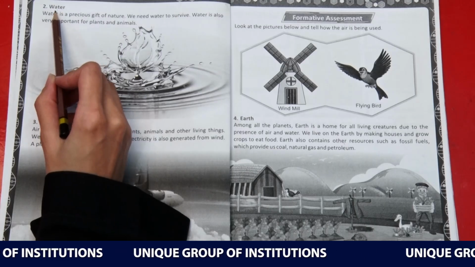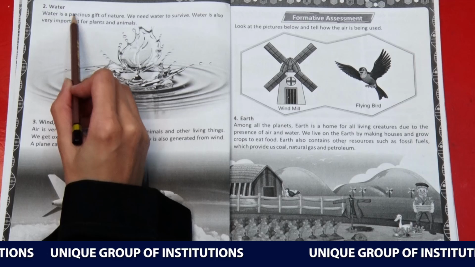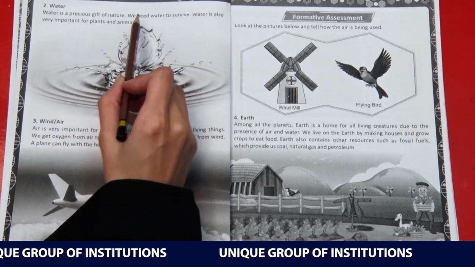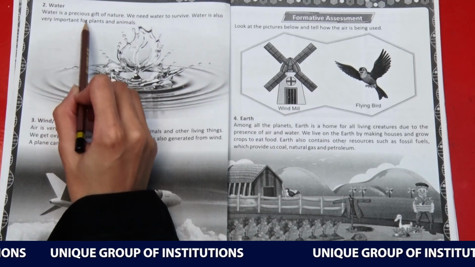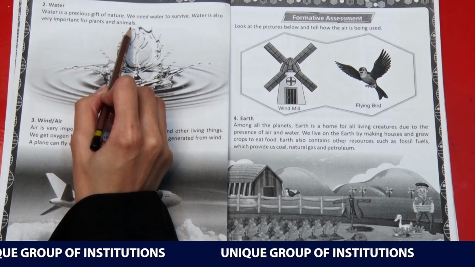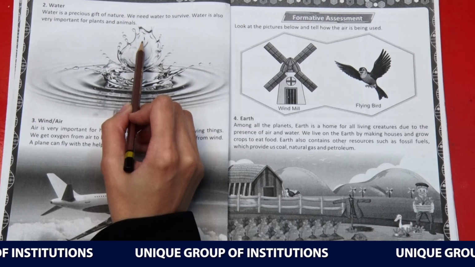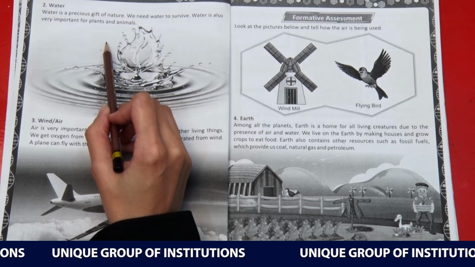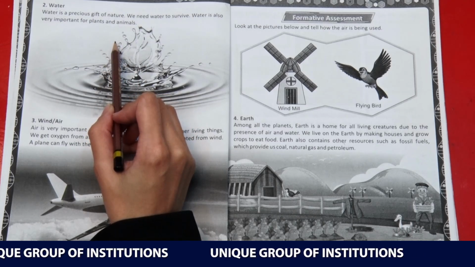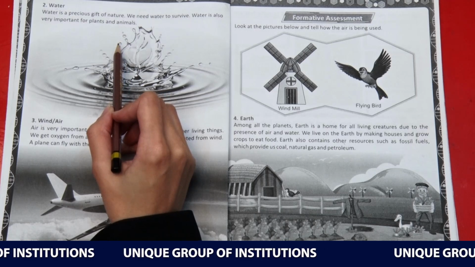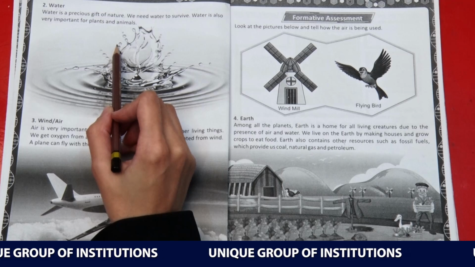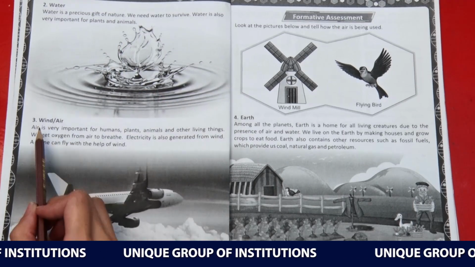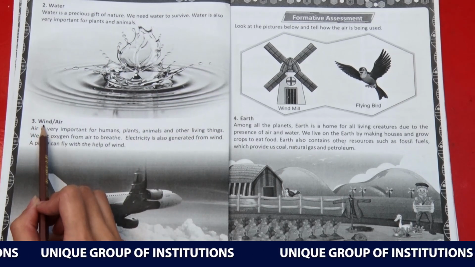The second one is water. Water is a precious gift of nature. We need water to survive. Water is also very important for plants and animals. As we all know, we humans can't live without water for long. The human body can survive about 3 days without water, and about 7 days without food. Later we are going to move on to the wind or air.